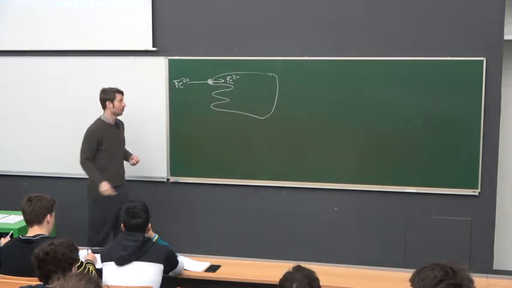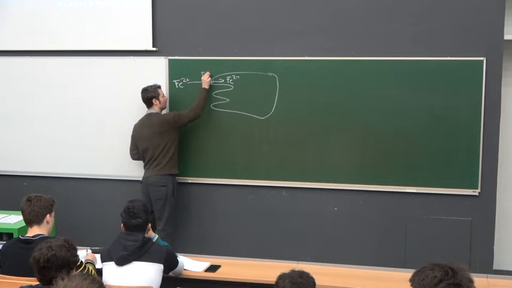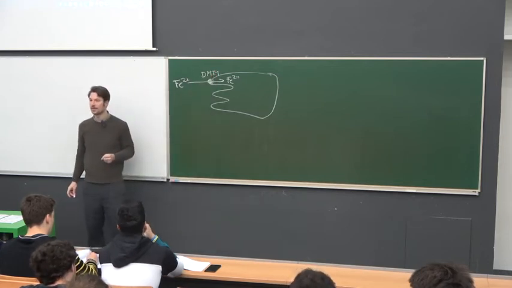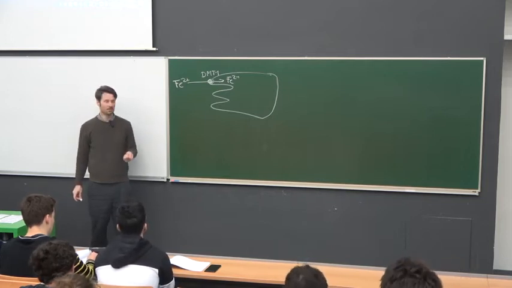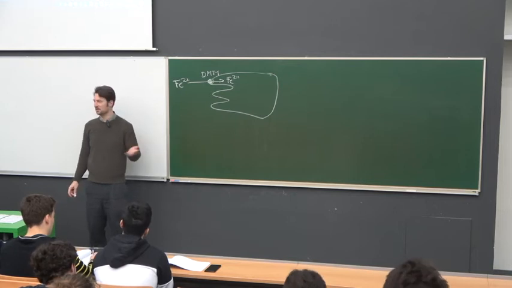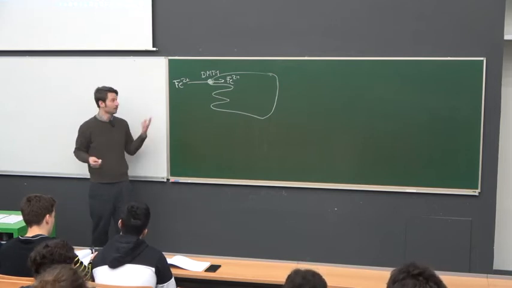This transporter is called DMT1, which stands for divalent metal transporter. So it's in the name, it can transport only divalent ions, and iron 2 is one of them.